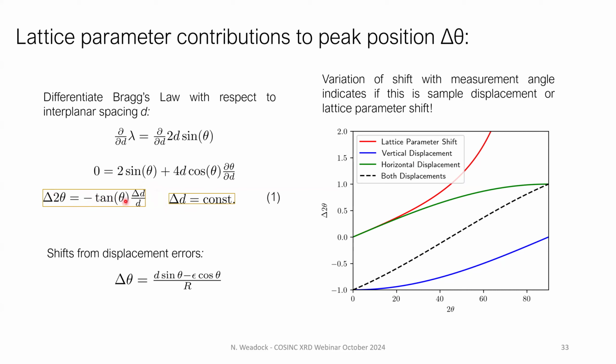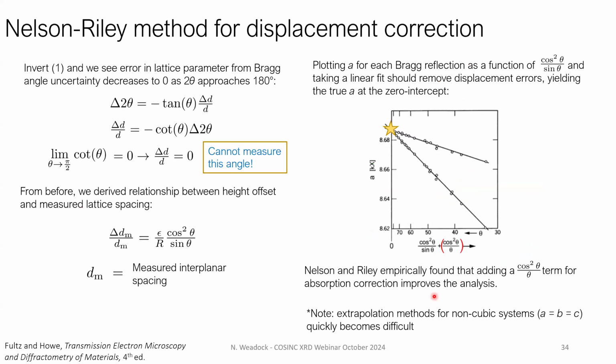have a tangent dependence on the angle. And so in this case, this delta d is the offset of your interplanar spacing given by a change in lattice parameter. So here, this is a constant. So if you maybe plot out the angular dependence of the shift you would expect, this can give you an idea of what's contributing to your error. But there are more convenient ways to deal with this.